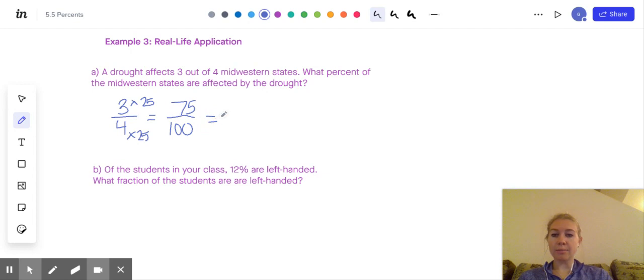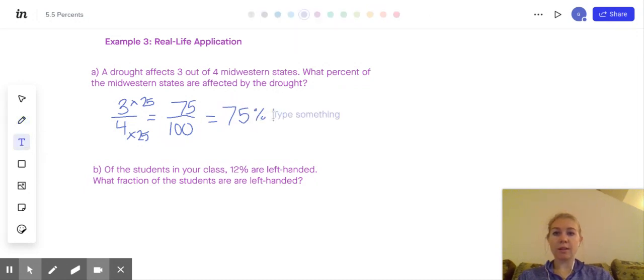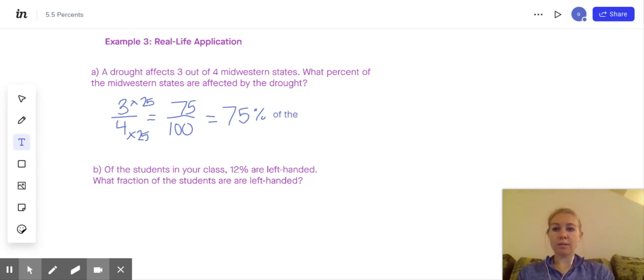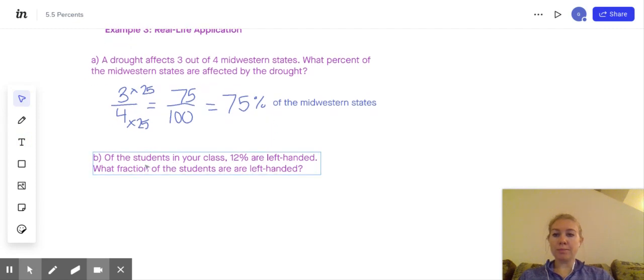Okay, and then the last step, to find the percent, we just use the numerator. We write the numerator as the percent. Okay, so let's go back to our original question. What percent of the Midwestern states are affected by the drought? So we would say 75% of the Midwestern states.